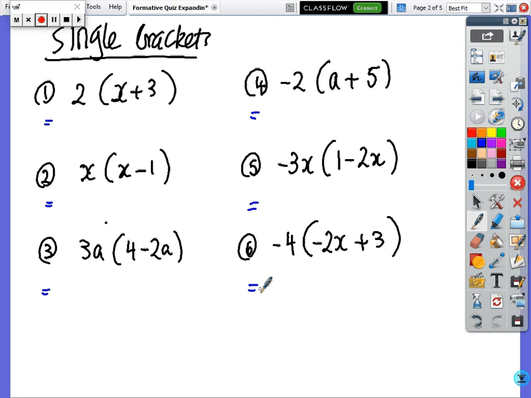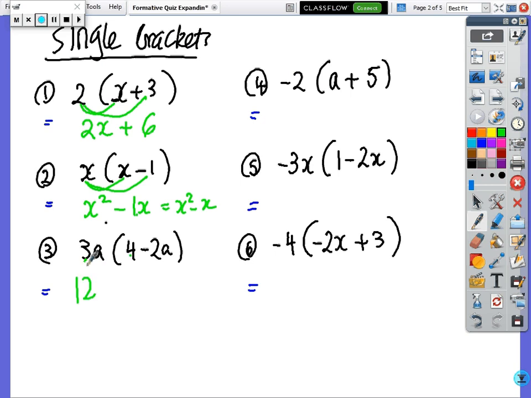Okay, so we're back. So we've got 2 times x is 2x. 2 times 3 equals 6. 2 times positive 3 equals positive 6. X times x is x squared. X times minus 1 is minus 1x, and then you don't have to write down the 1 if you don't want to. 3 times 4 is 12, so 3a times 4 is 12a, got the a there.